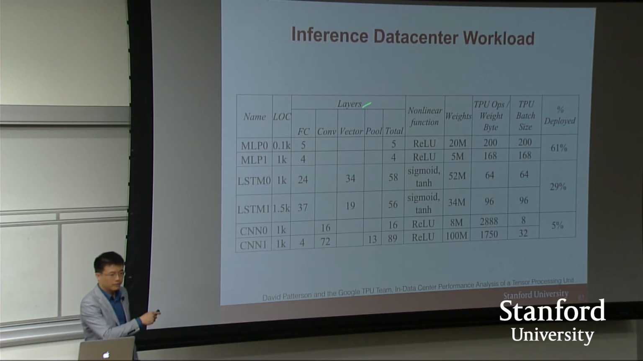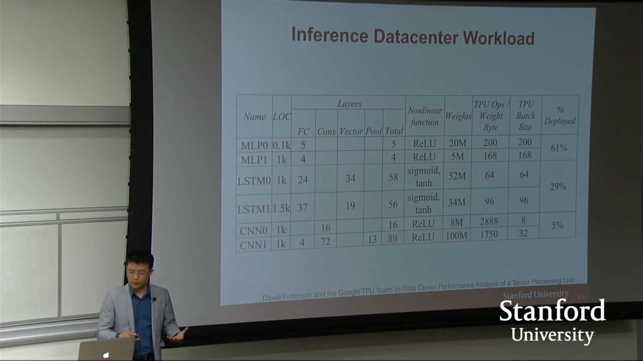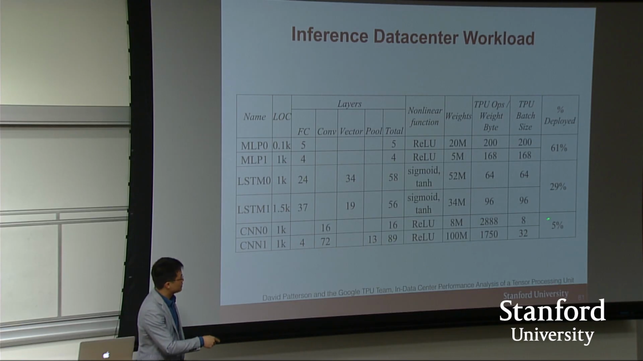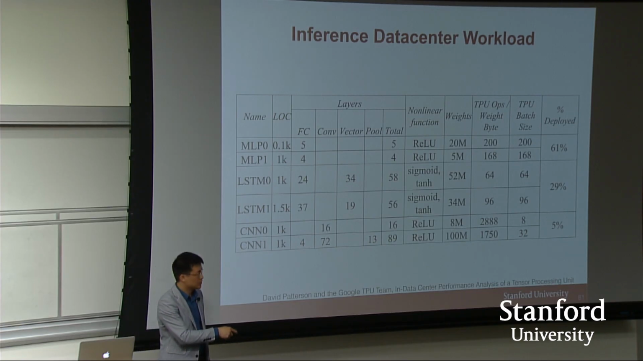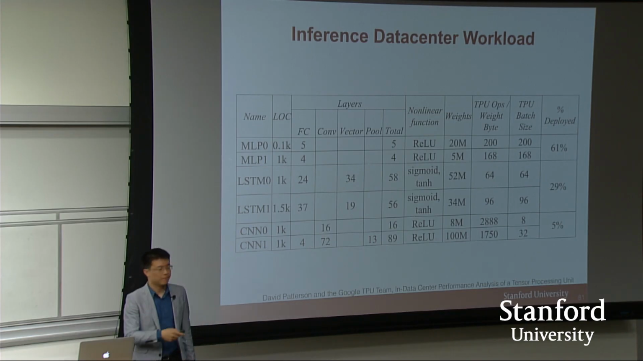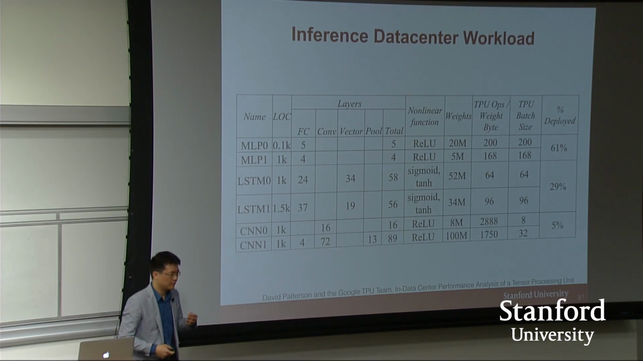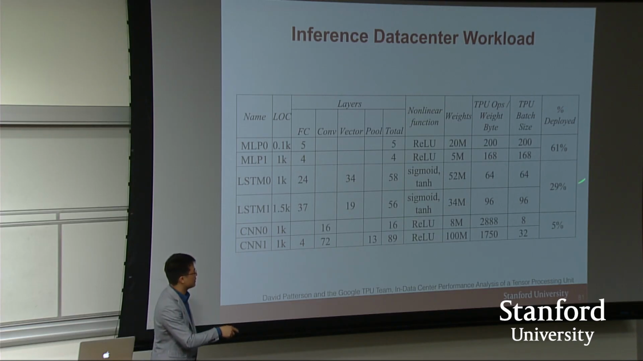So here is a workload, thanks to David for sharing the slide. This is the workload at Google. They did the benchmark on these TPUs. It's a little interesting that convolution neural nets only account for 5% of the data center workload. Most of it is multi-layer perceptron, those fully connected layers, about 61%, maybe for ads, I'm not sure. And about 29% of the workload in the data center is long short-term memory, for example speech recognition or machine translation, I suspect.